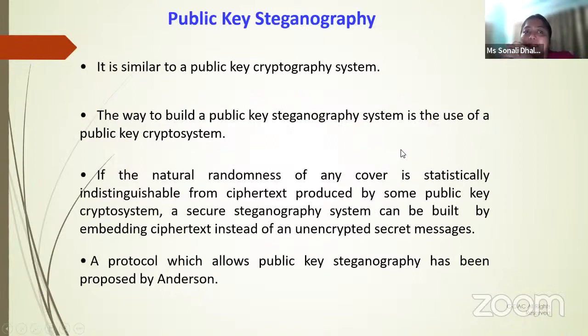Public key steganography is similar to a public key cryptography system. The way to build a public key steganography system is to make use of a public key crypto system. If the natural randomness of any cover is statistically indistinguishable from ciphertext produced by some public key crypto system, a secure steganography system can be built by embedding ciphertext instead of an unencrypted secret message. A protocol which allows public key steganography has been proposed by Anderson.